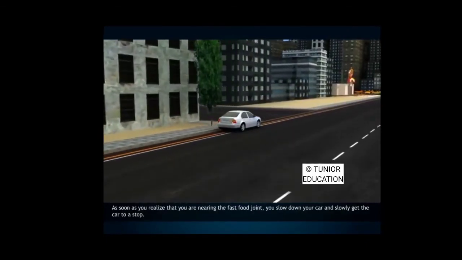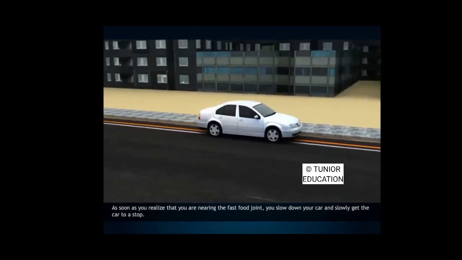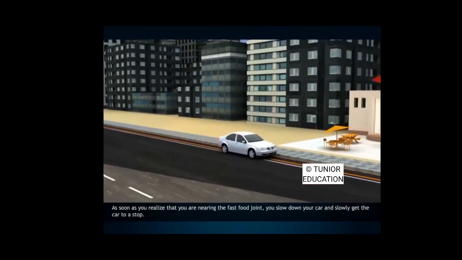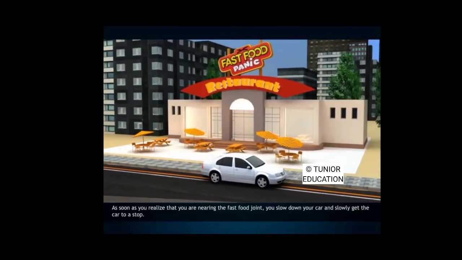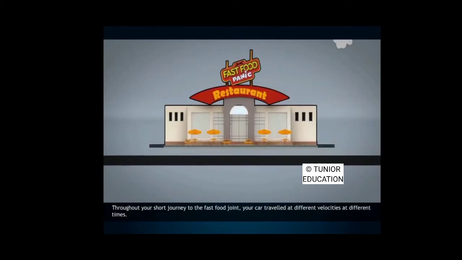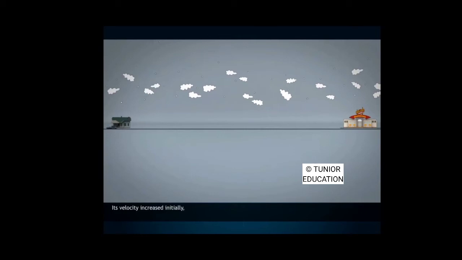As soon as you realize that you are nearing the fast food joint, you slow down your car and slowly get the car to a stop. Throughout your short journey to the fast food joint, your car traveled at different velocities at different times. Its velocity increased initially, and then stayed constant for some time, and then decreased as it reached the restaurant.